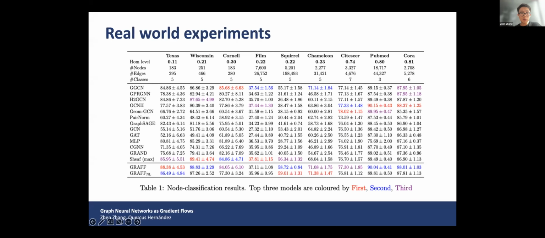Yeah, and finally, they show their results in some real-world data sets with a different level of homophily from 0.11 to 0.81. And so they compare a whole bunch of different methods, and some of them have already been introduced by Quercus before. And so here the message is that they plot the first, second, and third best method for all these comparisons. And the red one is the best, the blue one is the second best, the purple one is the third best.